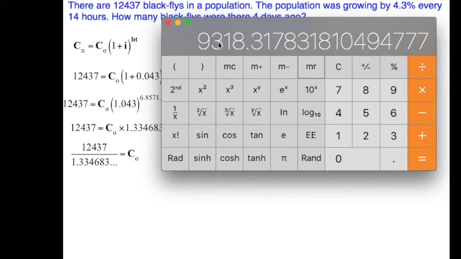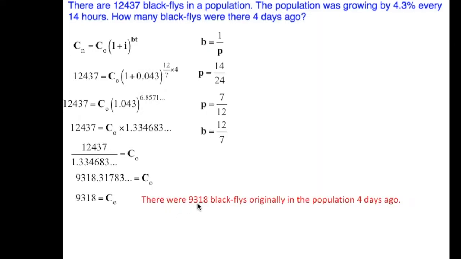So there were 9,318.31, but you can't have 0.31 of a black fly, so we're going to round it to the nearest number of black flies, so 9,318 black flies. There were 9,318 black flies originally in the population 4 days ago.